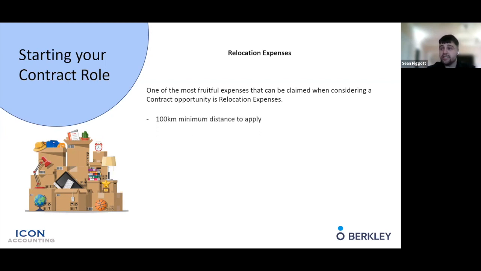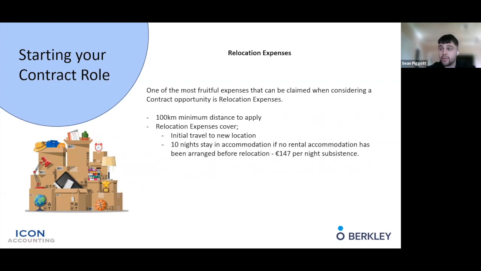The reason being, first and foremost, you can cover your initial travel to the new location. So whether that's a flight, if you're coming to Ireland for a contract opportunity or relocating to Ireland, it doesn't necessarily have to be a case where you're internationally relocating. There is a minimum distance that does apply, so the 100 kilometers has to apply in order for this type of expense to be applicable. But as well as that, whether it be 101 kilometers or 1,000 kilometers, you can claim accommodation expenses of 10 nights. The subsistence rate for the accommodation expenses is €147 per night.